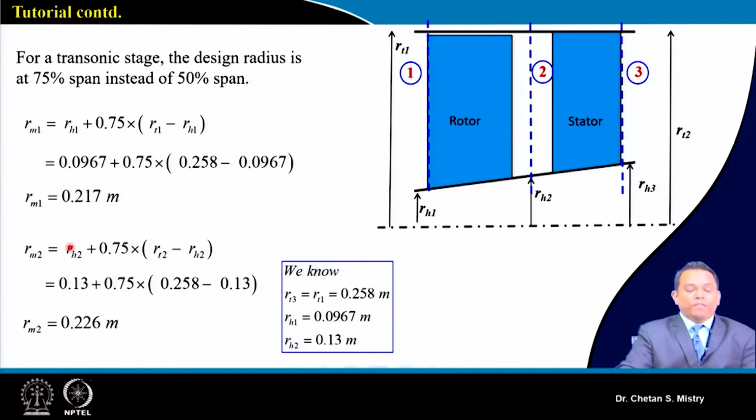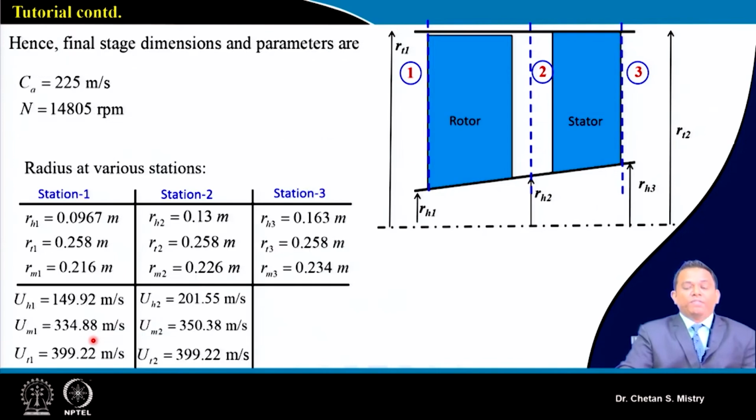We know our hub diameter at station 2, at 75% span. That gives me my mean radius at station 2. It is coming, say, 0.226. In the same way, if we have our exit condition, we can do that calculation. Here you can see we are putting different radii. This is what you can do as a calculation at the entry station.